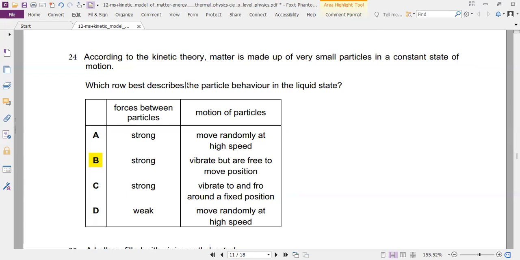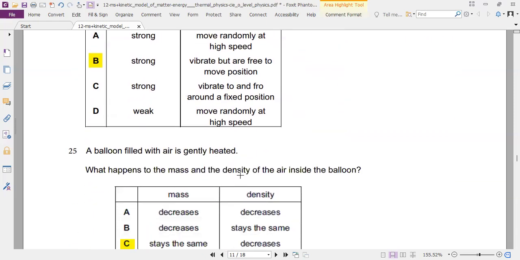Well, in the liquid state, the forces between particles are strong and they vibrate, but they are free to move as well. They vibrate because they are in clusters and the clusters can move about in the liquid. They do not move randomly like in a gas. This is the gas: we have a weak force and a random movement at a very high speed.